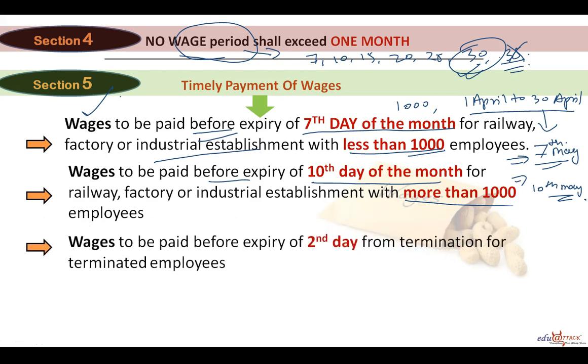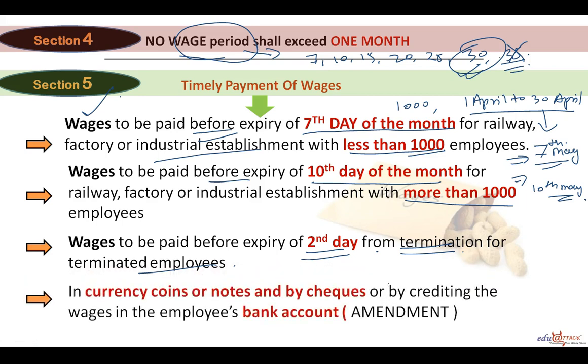Wages are to be paid before the expiry of the 2nd day from the termination for terminated employees. If an employee is terminated, that terminated employee should be paid wages before the expiry of the 2nd day from which date? From the termination date. Clear? Now the last one is, in currency, coins or notes, by checks, or by crediting the wages in the employee's bank account. The payment of wages can be made by any currency, coins, notes, or by check, or by crediting the wages in the employee's bank account.